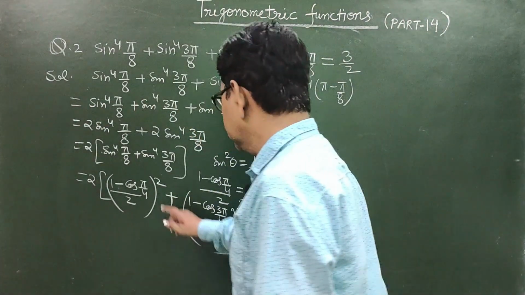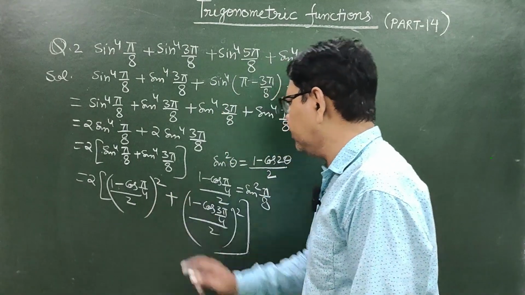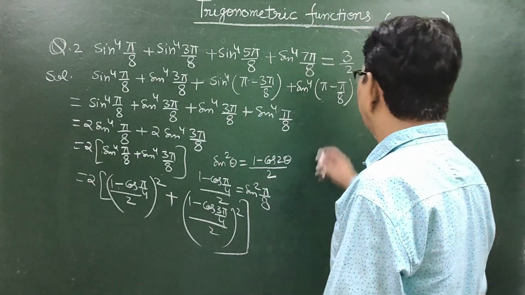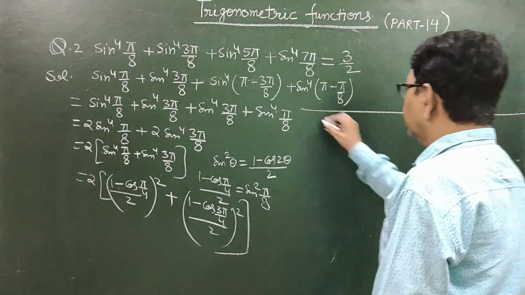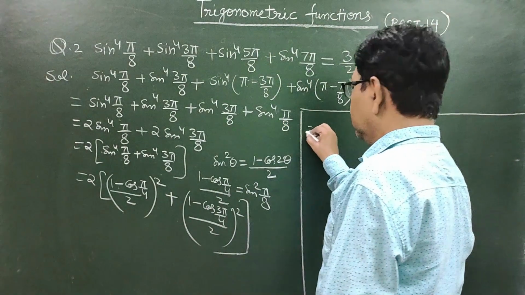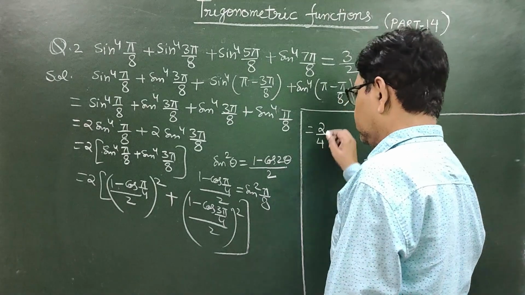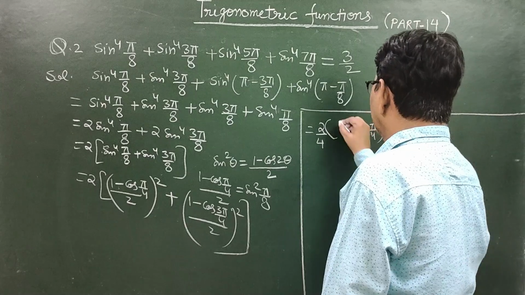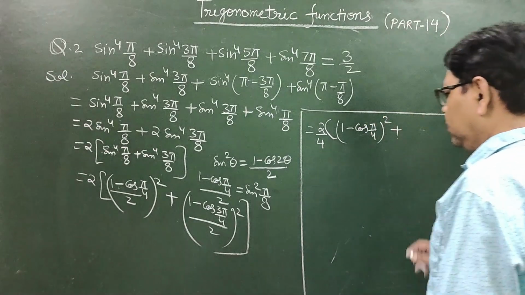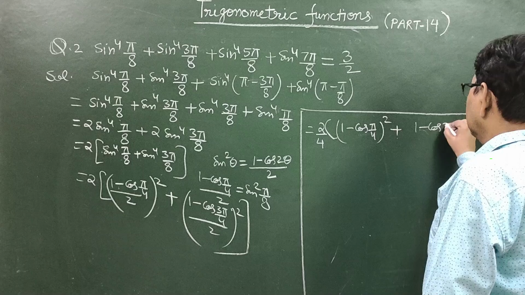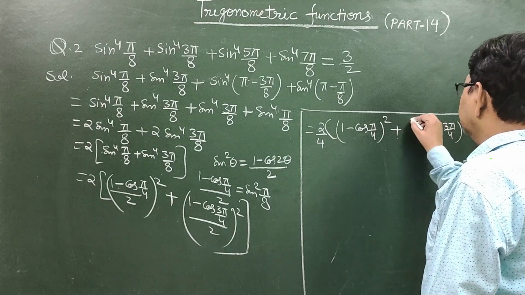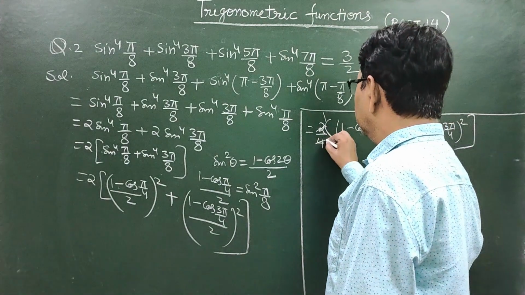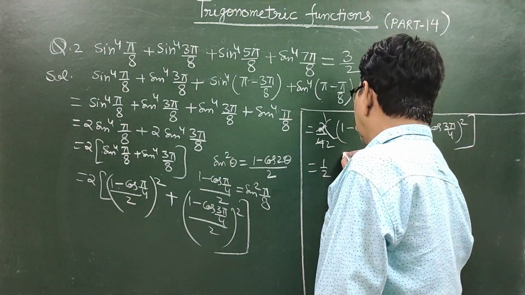Now this upon 2 its square will be 4, so I can take 1 upon 4 common. So I can write this is equal to 2 upon 4, and here (1 minus cos pi/4) its square plus (1 minus cos 3pi/4) its square. Bracket close. 2 1 is 2, 2 2 is 4, so 1 by 2.